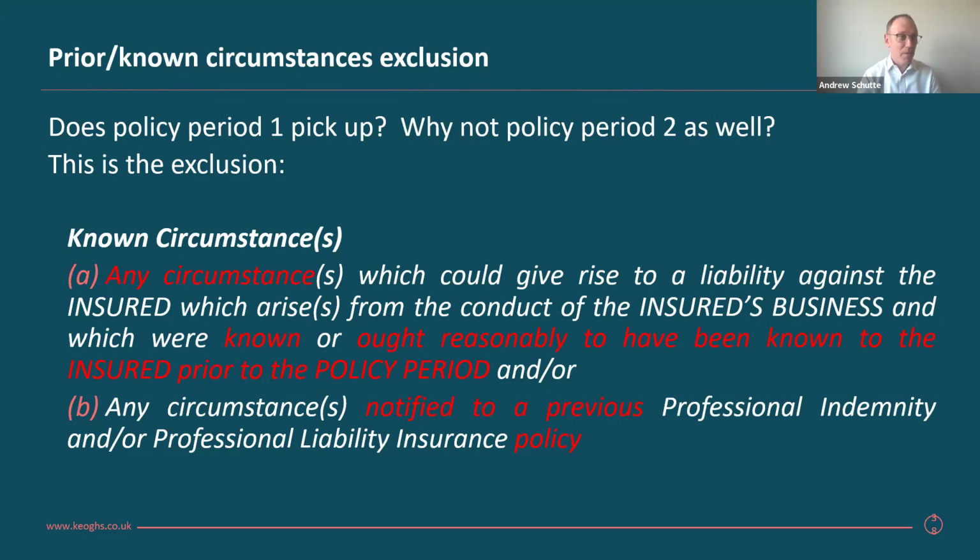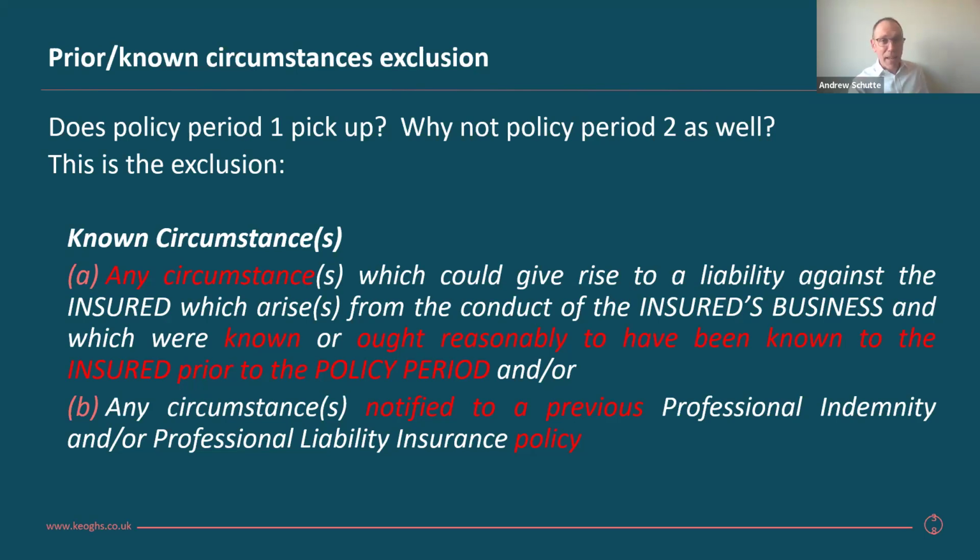There's no cover because of the exclusion. But even if it hadn't been notified on this particular wording, it's probably the case that policy period 2 wouldn't pick up, because anything that was known or ought reasonably to have been known to the insured prior to the policy period isn't covered. And remember, we've got that letter threatening consequences and expressing dissatisfaction. So that might well be circumstances within A. So the insurer on policy period 2 isn't picking that up in all likelihood.